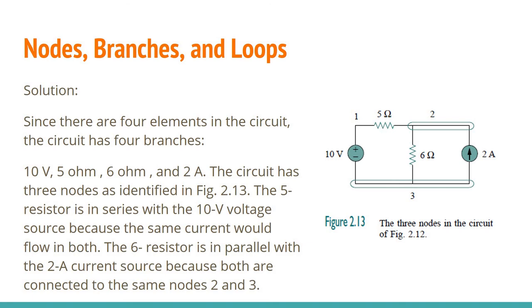The 5 ohm resistor is in series with 10 volts. Okay, so ang 10 volts pod naka-series sa 5 ohms. Because the same current would flow in both. The 6 ohms resistor is in parallel with 2 ampere current source because both are connected to the same nodes 2 and 3.